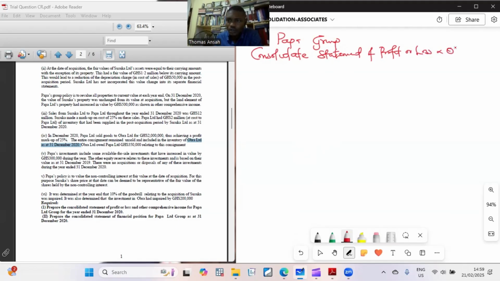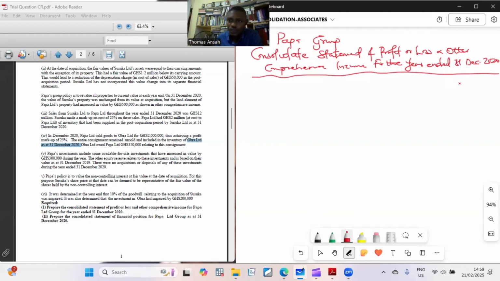And OCI. Please write it in full. Other comprehensive income for the year ended 31st December 2022. Underline it and put your currency sign.